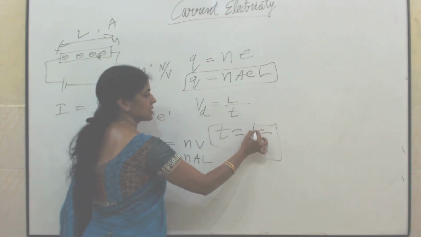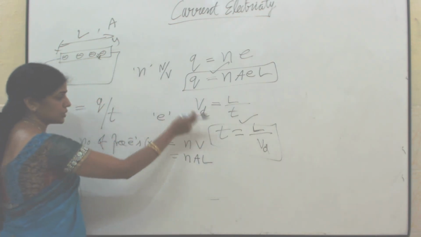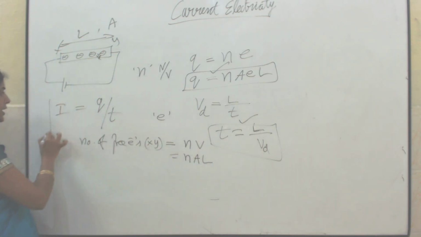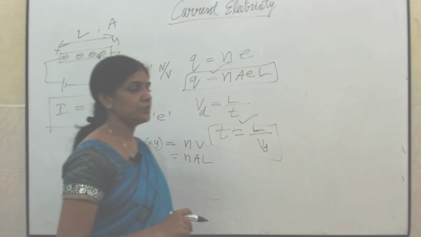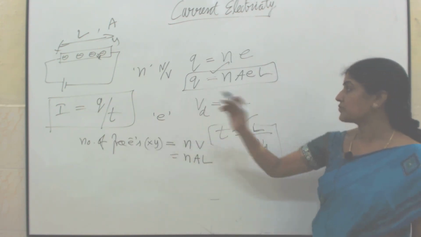So, I know what is Q, I know what is T. If I know these two, can I find out what is the current? What is the formula for current? I equal to rate of flow of charges. Just substitute these two in this formula.